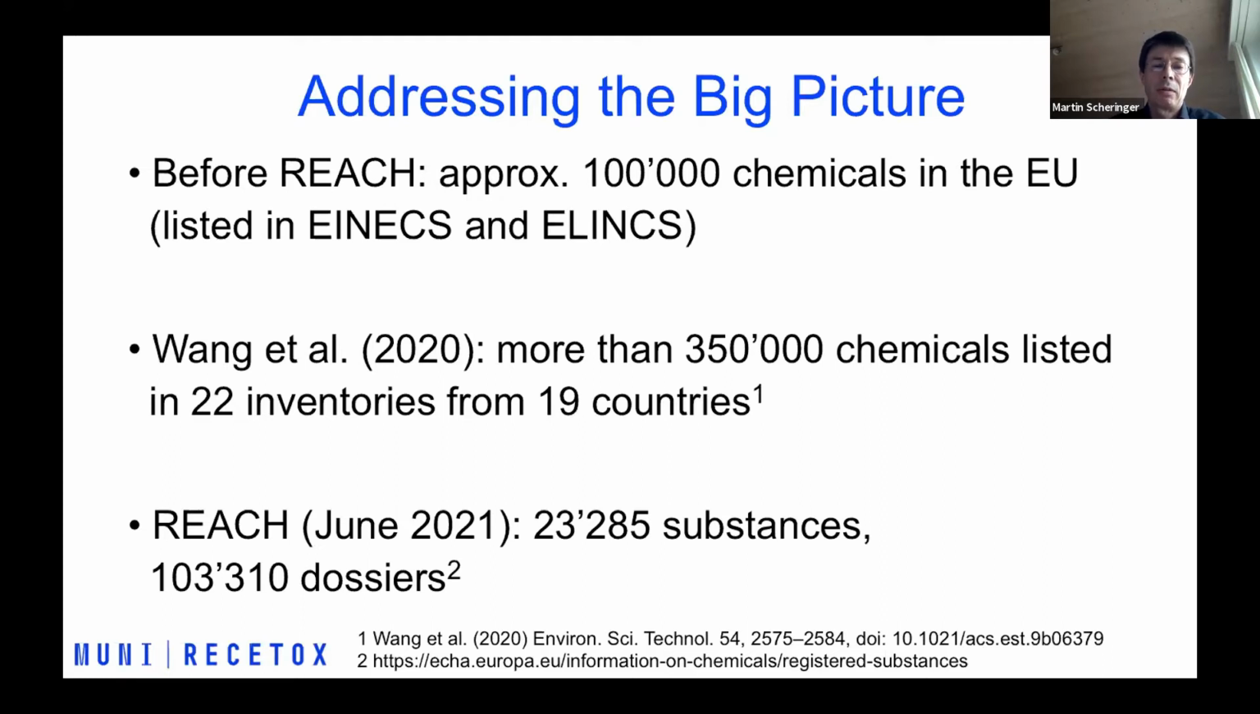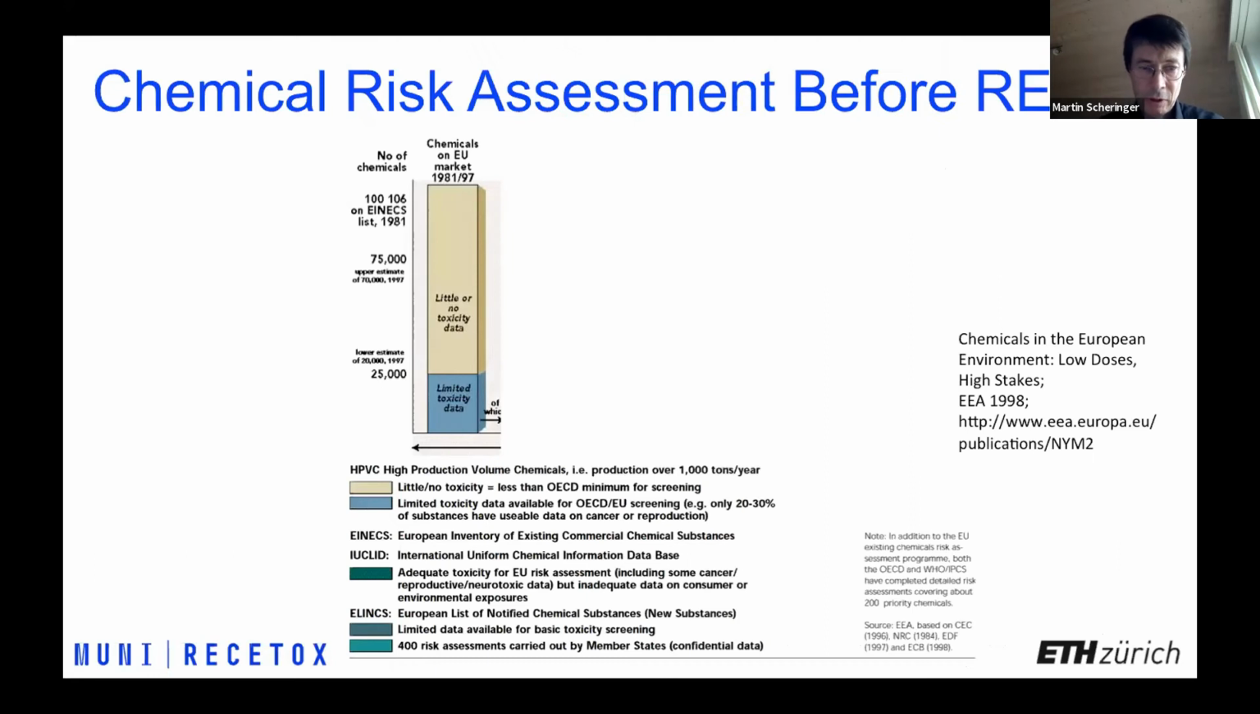And why is this? We may go back in time, let's say 25 years, to understand why there is a problem. This is a graph from an interesting report by the European Environment Agency, EEA. It was published in 1998. It is available on the internet, you can download it. And it shows a bar chart. The column here on the left is exactly this number of about 100,000 chemicals, former existing chemicals that were on the market in the EU.